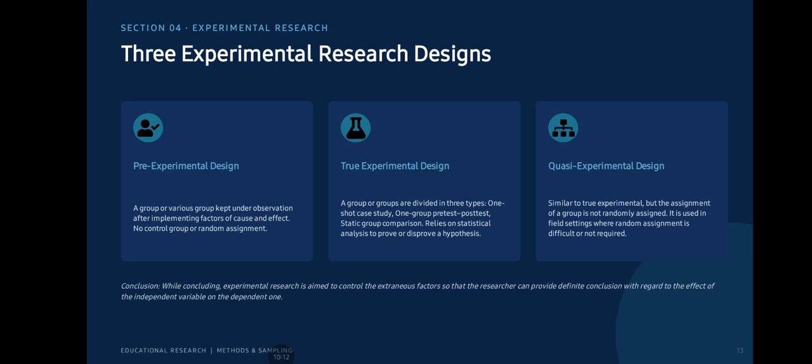There are three experimental research designs. Pre-experimental design: a group or various groups kept under observation after implementing factors of cause and effect, with no control group or random assignment. True experimental design: a group or groups are divided in three types: one-shot case study, one group pretest-posttest, static group comparison. It relies on statistical analysis to prove or disprove a hypothesis.